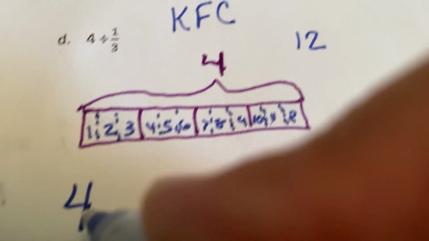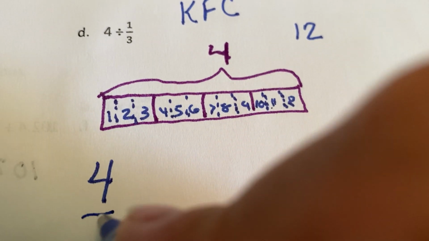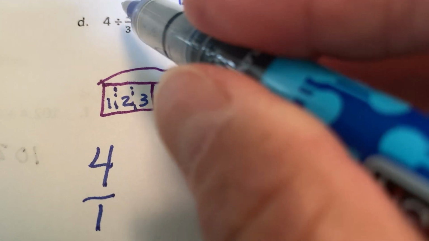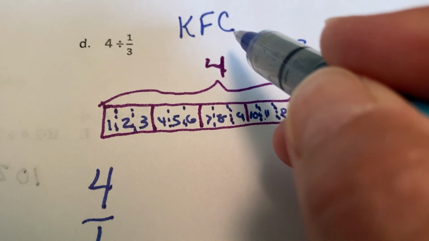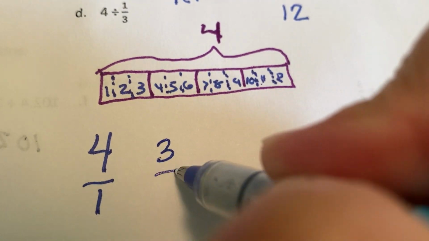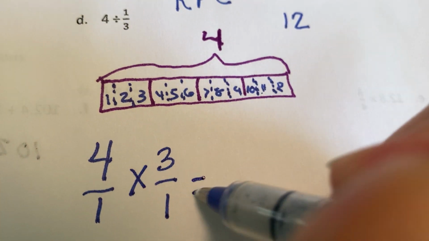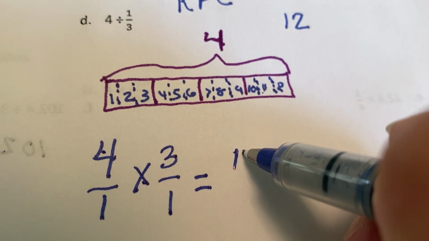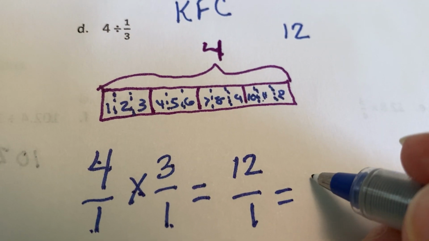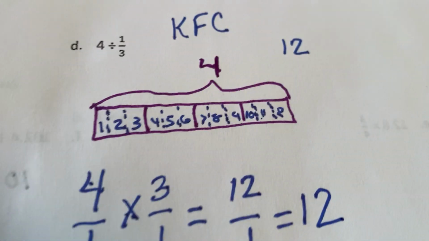Well, 4 is just a whole number. So if I'm going to write it as a fraction, I put it over 1. And I'm going to flip. That's the F part of our keep, flip, change. I'm going to flip, so that becomes 3 over 1. And I'm going to change that division to times. And now I've got 4 times 3, which is 12, 1 times 1, which is 1, and 12 over 1 just equals 12.